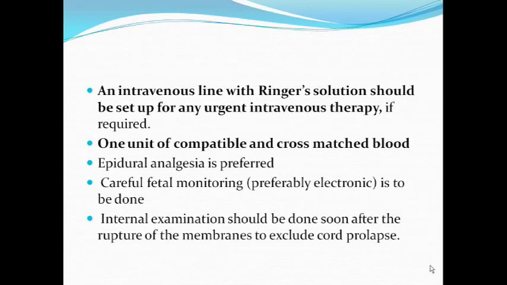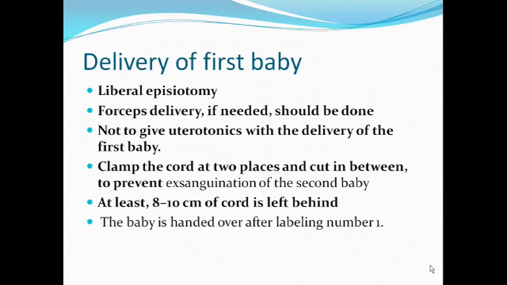In the second stage, for delivery of the first baby, give a liberal episiotomy because the chances of malpresentation are more. So you may require different manual maneuvers, or even an instrumental delivery. Forceps delivery or any instrumental delivery if required. Do not give uterotonics with the delivery of the first baby because one baby is still inside, that is syntocinon or methergine.